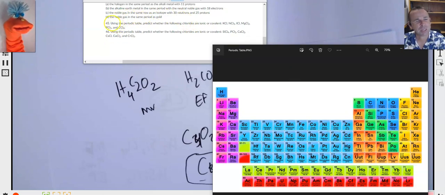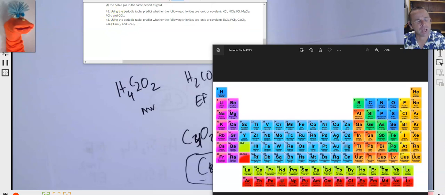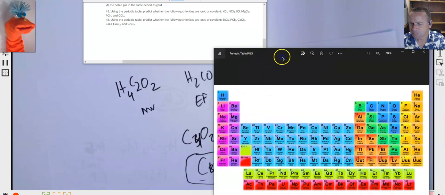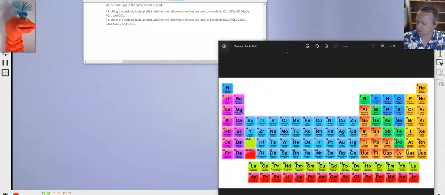All right, use the periodic table. Predict whether the following chlorides are ionic or covalent. All right. How do we distinguish whether a compound is ionic or covalent, Fred? Ionic compounds contain metals. Very good. Ionic compounds, the definition is they're made of ions. But if they contain metals, then they're going to contain ions, because metals form ions when they form compounds.